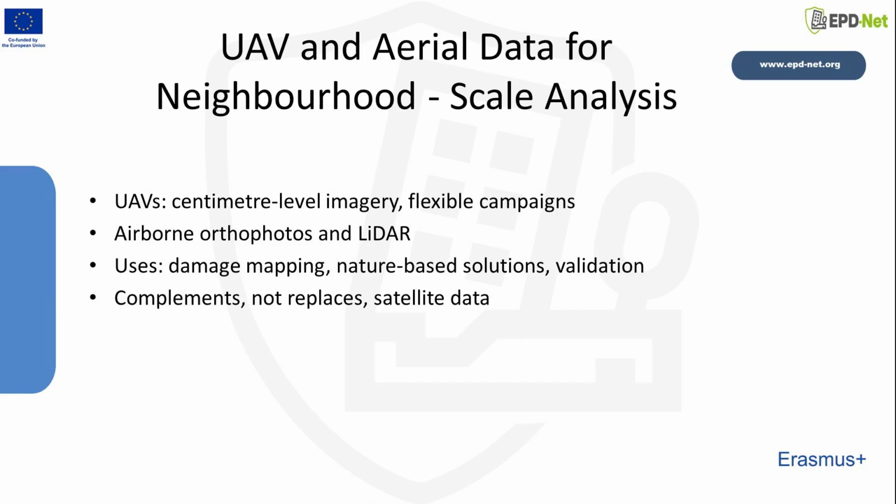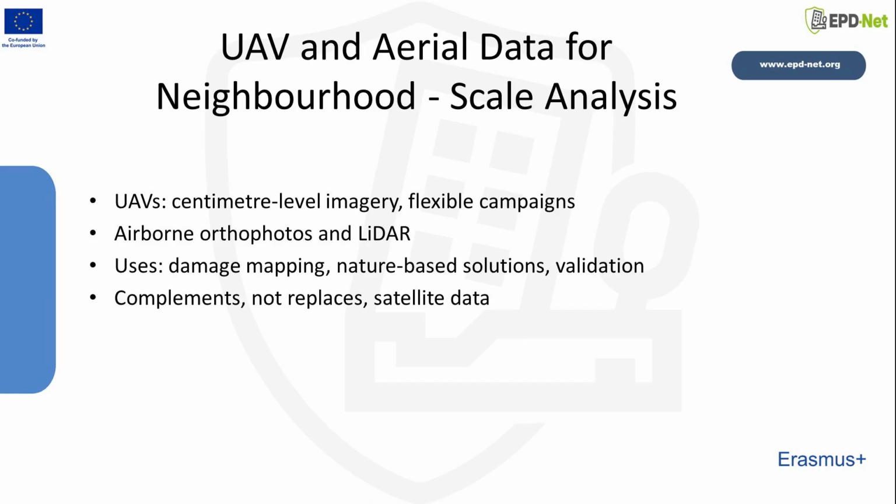We explain the role of UAV and airborne data in urban resilience projects. Unmanned aerial vehicles equipped with RGB, multispectral, or thermal cameras provide very high spatial resolution, often at centimeter scale, allowing detailed observations of individual trees, roofs, small channels, or damaged structures that are invisible in satellite imagery.